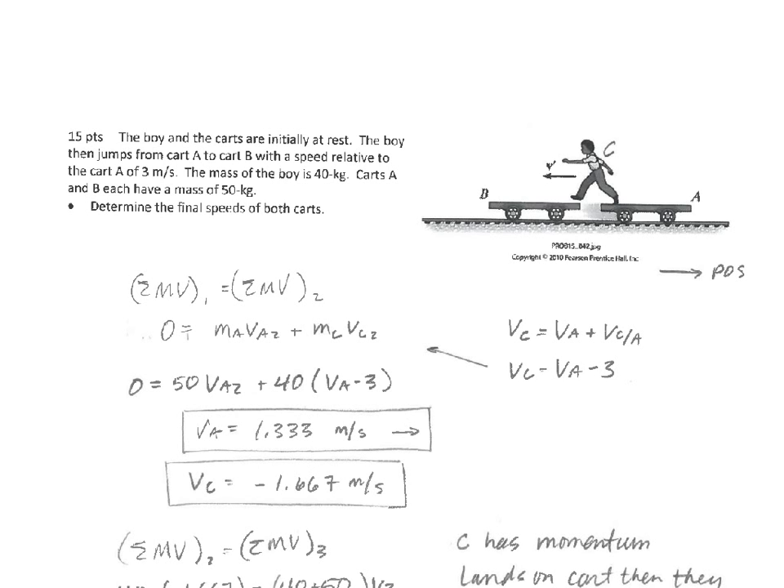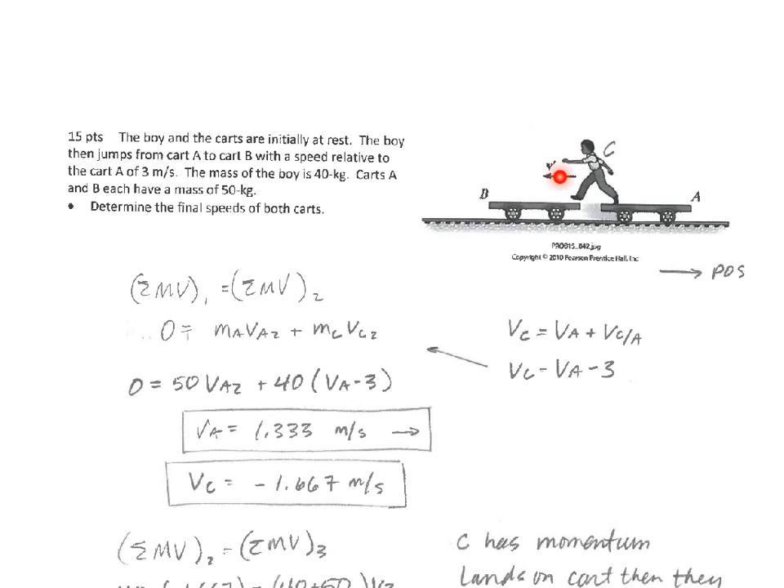Okay, this next problem is a conservation of momentum problem. Here the young man is on this cart, and he jumps from this cart into the air. While he's in the air, he's going this way, and cart A is going this way. Once they're separated, cart A will continue to go this way, and he will continue to go this way until he lands on cart B.